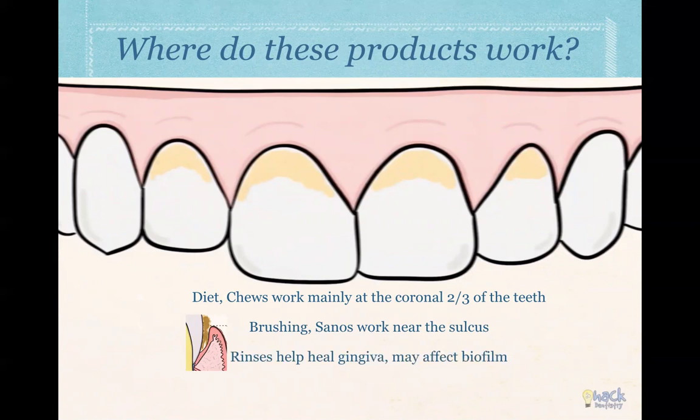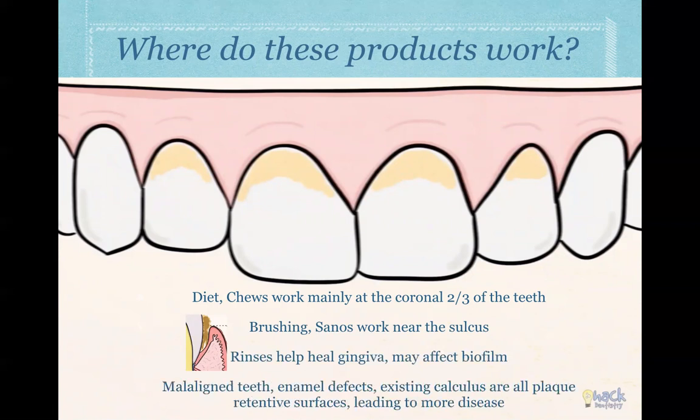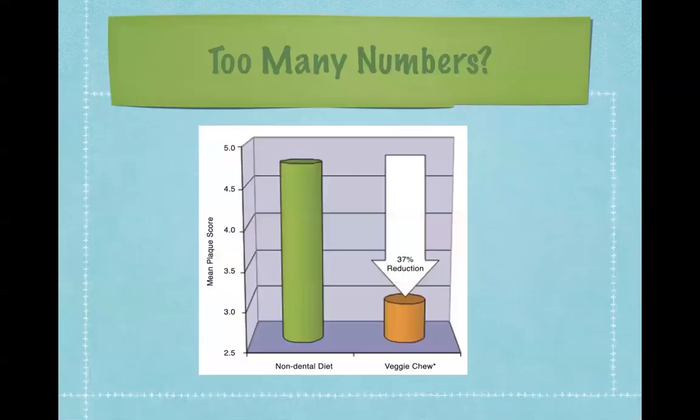And so we have to remember that teeth that are malaligned, they have breaks in the tooth, they have existing calculus, these are plaque retentive surfaces, and that causes more disease to accumulate. And so let's choose something. If we don't know which one to pick, then let's use one that can work best at the gum line, which would be brushing, more of your active home care.